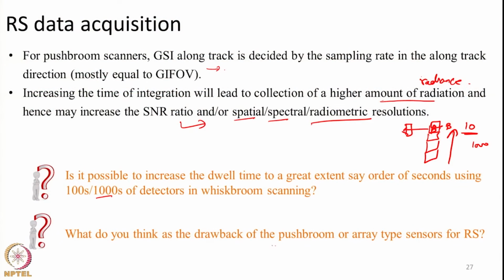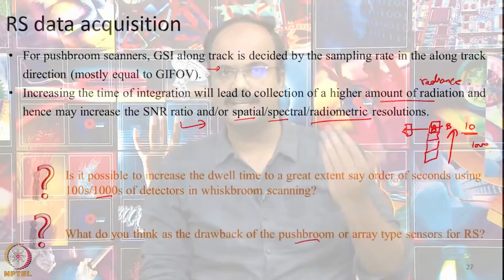Keep this in mind. The second question I want to ask is, what do you think is a drawback of push broom or array type sensors for remote sensing? I told you they have a lot of benefits: increased dwell time, which gives improved signal to noise ratio, limited distortions and so on. But there is a major drawback, not a drawback, but something we need to always take care about. Think about it, come back after a few seconds.